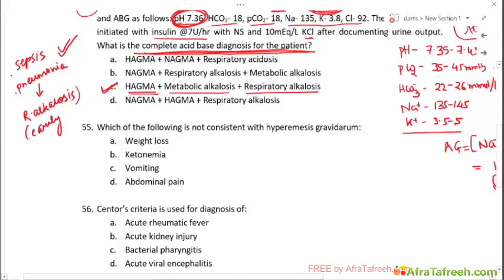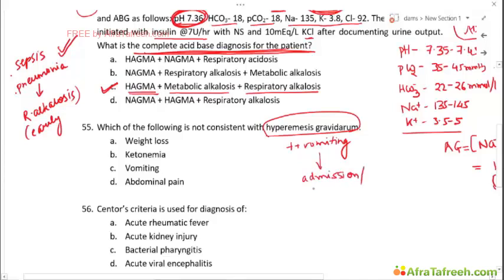Coming to the next question, this is an easy one. The following is not consistent with hyperemesis gravidarum. So hyperemesis gravidarum basically is excessive vomiting early in pregnancy, so much so that it warrants admission or inpatient management. Vomiting is a feature. Ketonemia, because of a lot of vomiting and starvation, the patient is not able to take orally. Ketonemia is a feature. This may also lead to weight loss. Abdominal pain, however, is not a feature.